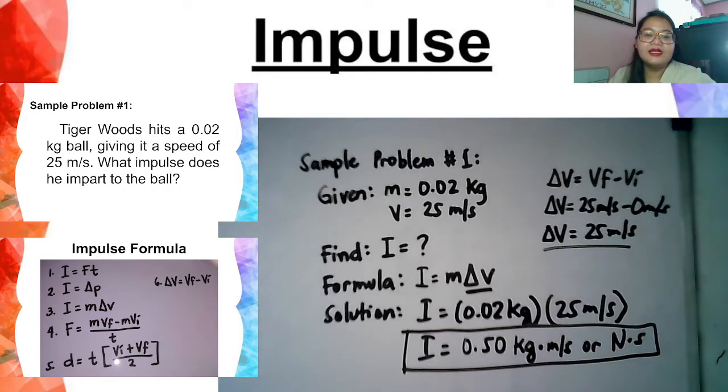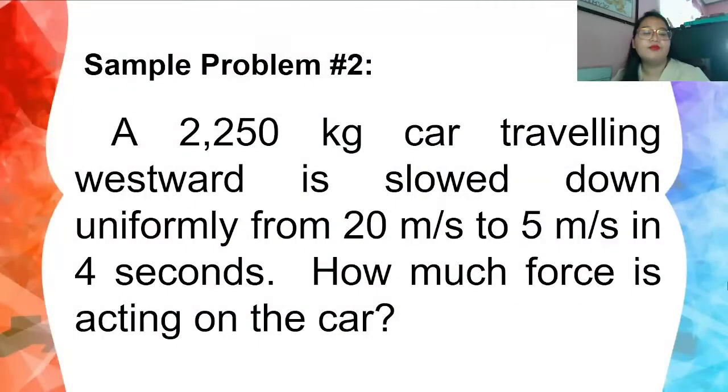Now, kung sakali halimbawa na ang given ay force and time, you will be using formula number 1. If the given is both momentum, we only have the initial and then the final momentum, ang gagamitin naman natin ay yung formula number 2. Next, let's have sample problem number 2.